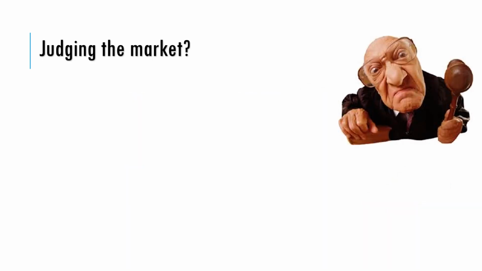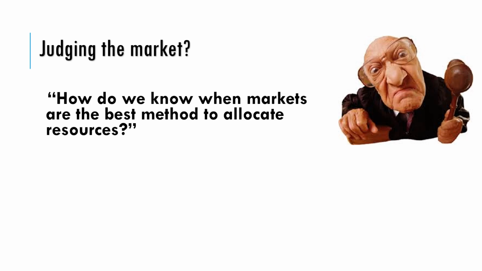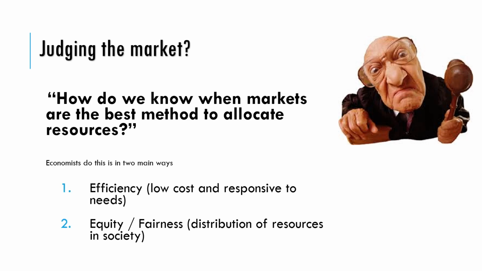But how do we know that using the free market is the best outcome or the best choice of allocation method for a particular good or service? Well, as economists, we would judge it in two ways. We would look at the efficiency of the outcome, and we would also look at the equitable nature or the fairness of the distribution of resources in society. And using these two approaches, we would judge whether we think actually the free market is the best method through which to allocate these resources. And if not, then maybe we need some government intervention.